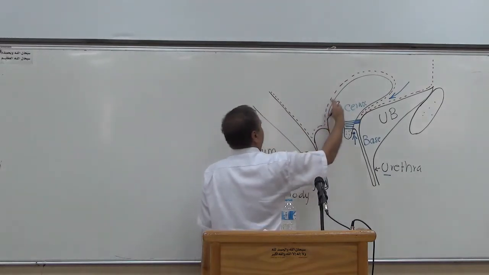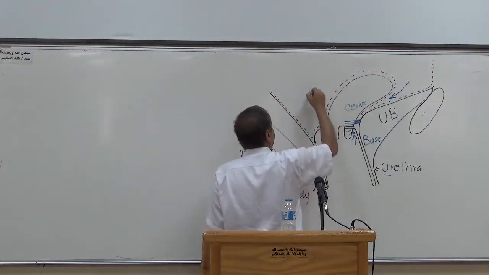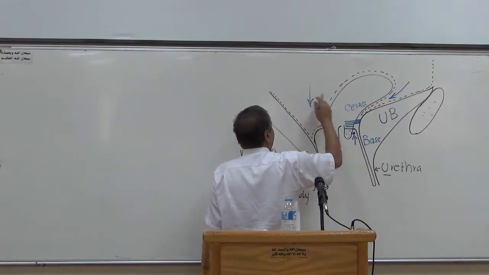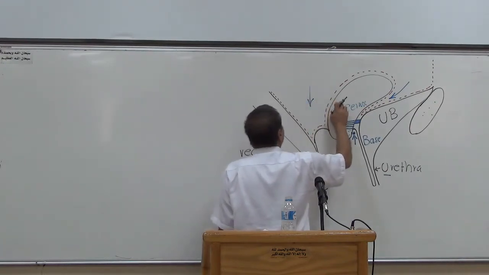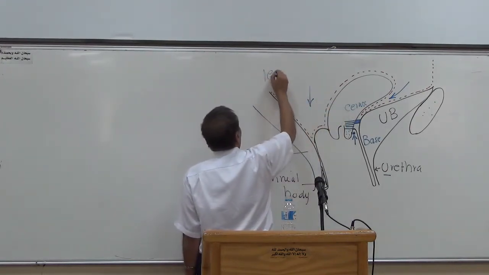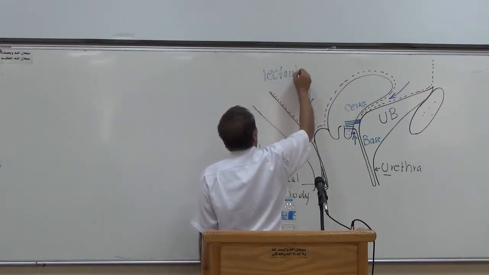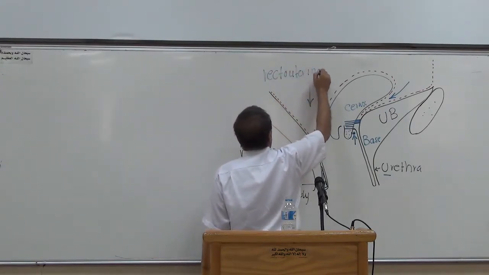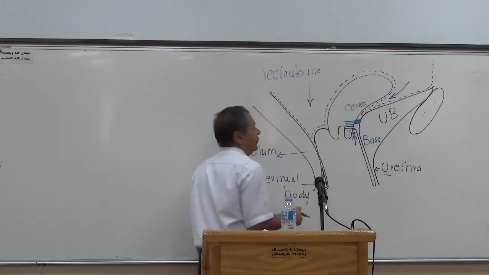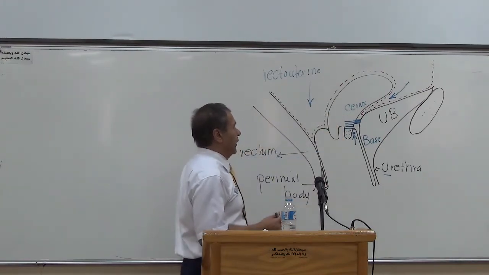Posterior relation of the uterus. Behind the uterus I'll find this pouch. And this pouch is the recto-uterine pouch, or it's called the pouch of Douglas, which usually contains small intestine or the colon or both together, the pouch of Douglas.